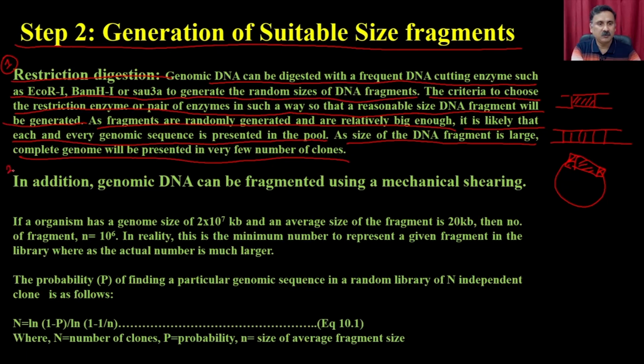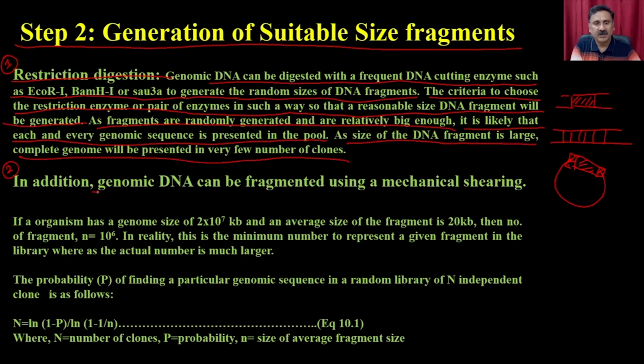In step number 2, you can also do mechanical shearing. What you can do is vortex the genomic DNA, and when you vortex it, it is going to break the genomic DNA into multiple fragments. So genomic DNA can be fragmented using mechanical shearing, but the restriction digestion method is more popular and more precise because here you are using an enzyme. Enzyme-mediated events are going to be more regular and more controlled.